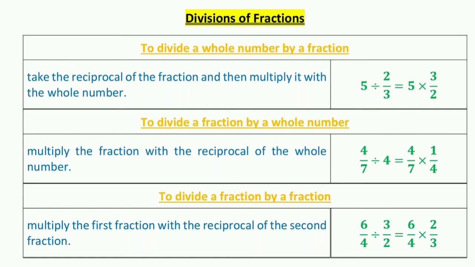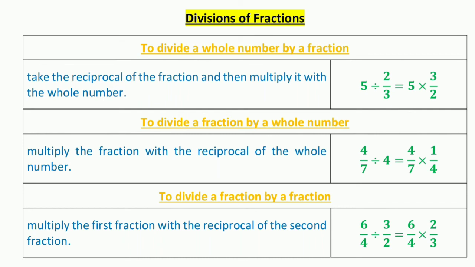Next, division of fractions. First one, to divide a whole number by a fraction, take the reciprocal of the fraction and then multiply it with the whole number. For example, 5 divided by 2 by 3. Students, please note the change over here. We have to convert the division into multiplication. So, take the reciprocal of 2 by 3 as 3 upon 2. So, 5 divided by 2 upon 3 is equal to 5 into 3 upon 2.